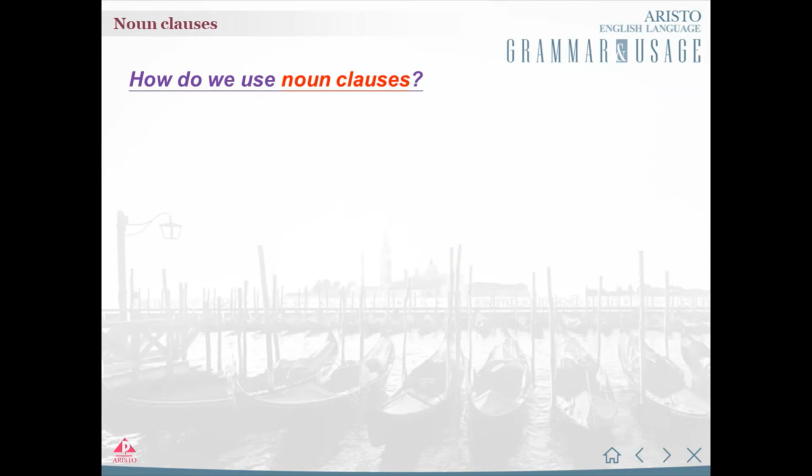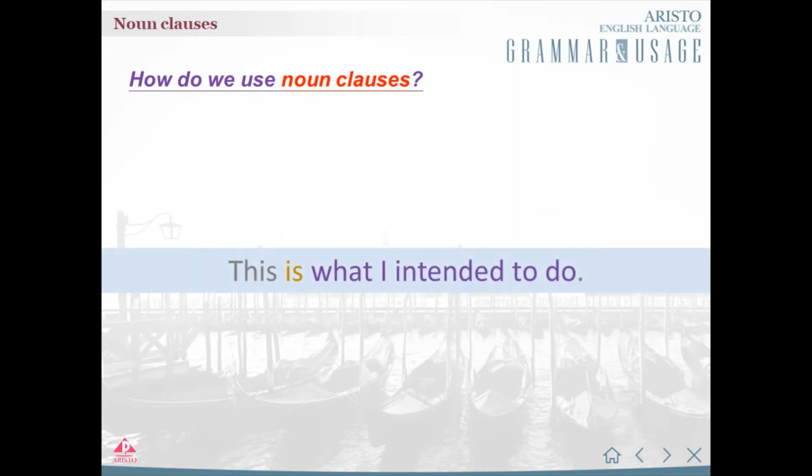We can also use noun clauses after the verb to be. For example, when we say, "This is what I intended to do," the verb is followed by the noun clause what I intended to do.